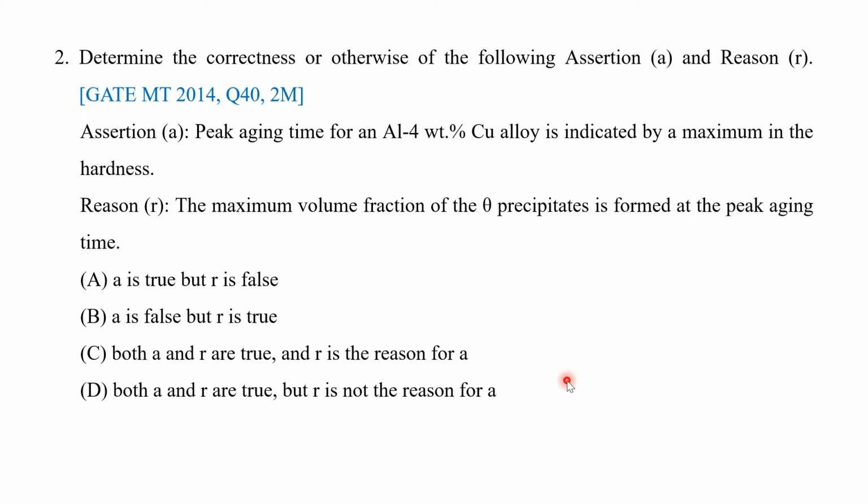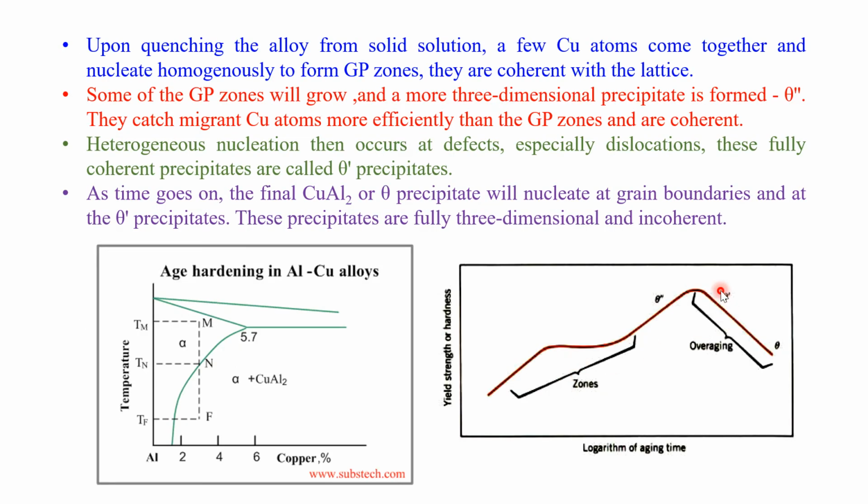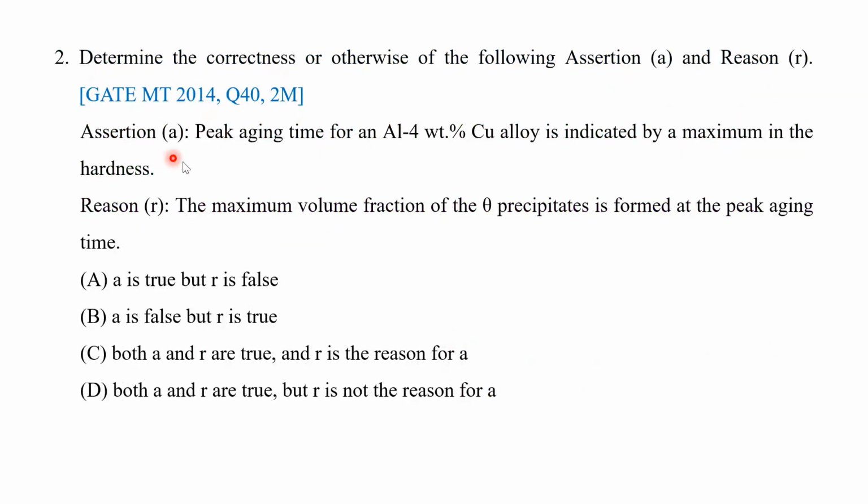So, our question: the first assertion is that peak aging time for aluminum 4 weight percent copper is indicated by a maximum in the hardness. So, the assertion is true. The peak aging time is indicated by this maximum. After the peak aging time, it goes to a state of overaging, that is, the hardness starts decreasing. So the peak aging is denoted by a maximum in hardness or yield strength. So the assertion is true.